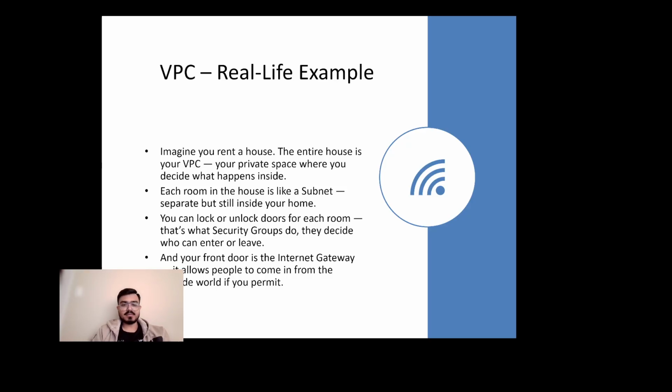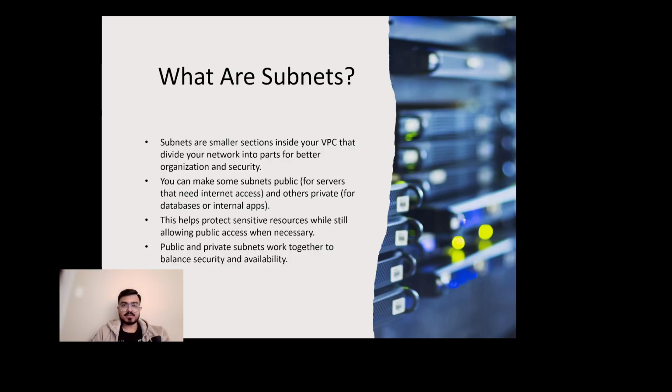Let's see some real life examples. Imagine AWS is a big apartment building. Each customer who uses AWS gets their own apartment. That's your VPC. Inside your apartment, you can design rooms and furniture, lock doors, and decide who visits. The walls of your apartment keep your things private. Other people in the building can't see or enter your apartment. That's exactly how AWS VPC works. It gives you your own private space inside of AWS.